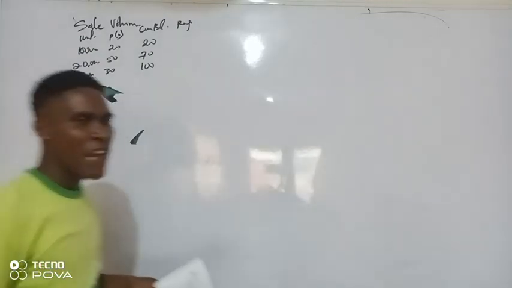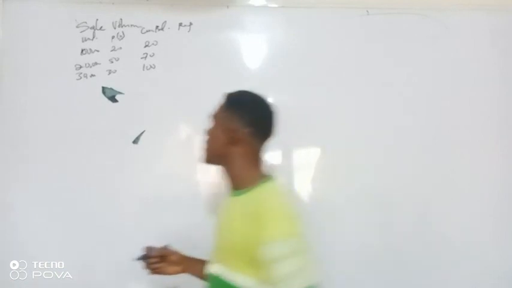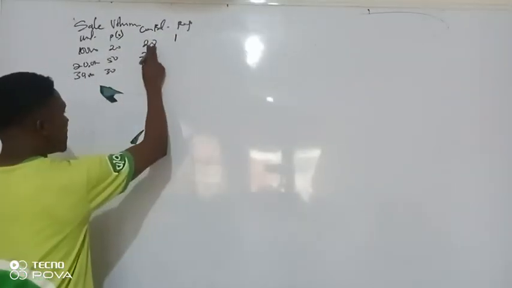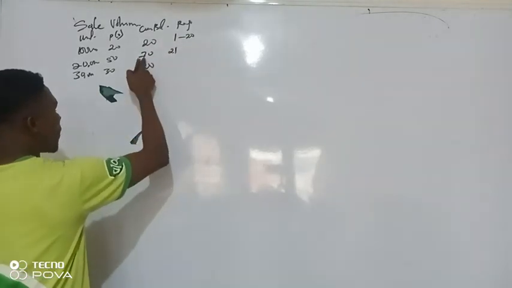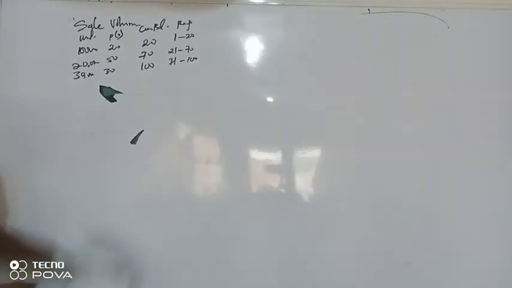Some ranges start from 1, while some start from 0. Let me start from 1. It starts from 1, and where does this one end? 20. Then 21 to where? 70. Then 71 to 100. That's the range.